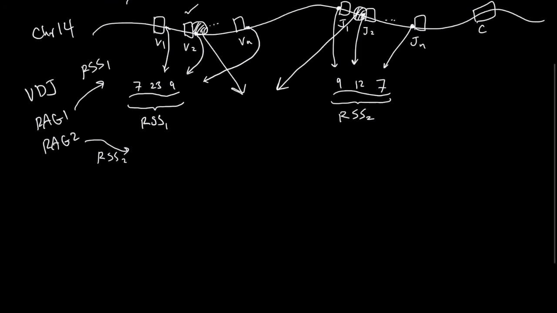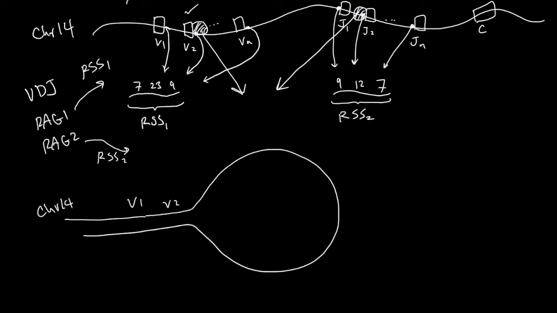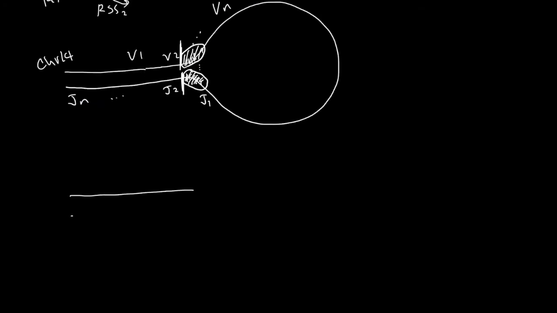So here is the chromosome 14, V1, V2. And if RAG1 and RAG2 come together, you will have J1, J2, all the way to JN, all the way to VN. This is the RSS1, this is the RSS2. RAG1 is sitting on RSS1, RAG2 is sitting on RSS2, and they are together. RAG1 will cut next to this 7 mer, RAG2 will also cut next to this 7 mer, resulting in this cut and this cut.